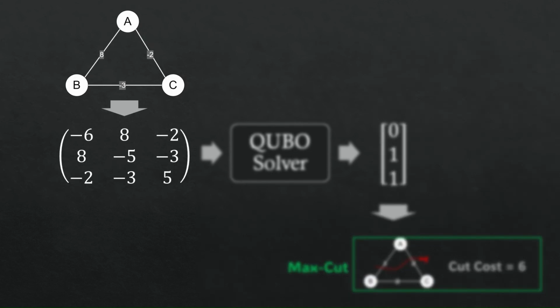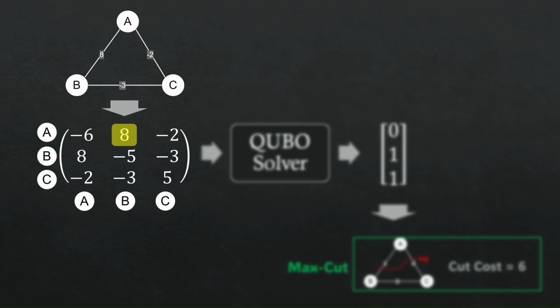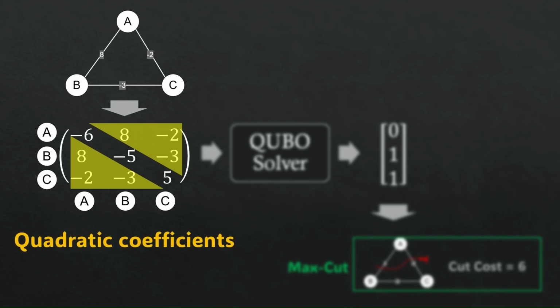Now let's shift our focus to how to obtain the matrix Q given the weighted graph. Here the first row and the first column correspond to node A. Similarly for B with the second row and the second column, and the third row and the third column correspond to C. Let's see this non-diagonal element here, which is 8. It is the element of the row corresponding to A and the column corresponding to B. The value 8 is the weight of the edge that is connecting A and B. This is also the same element as the row corresponding to B and the column corresponding to A. Applying the same strategy, we obtain all the upper triangular elements and the lower triangular elements, basically all the non-diagonal elements, because it is a symmetric matrix, and these non-diagonal elements are called quadratic coefficients.